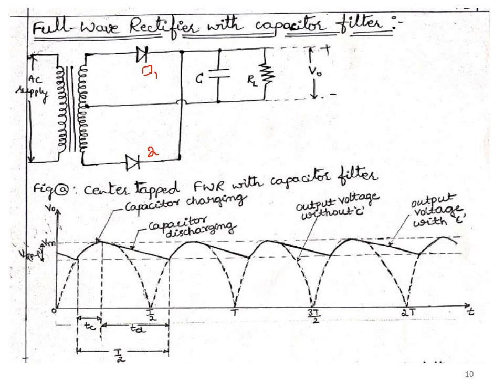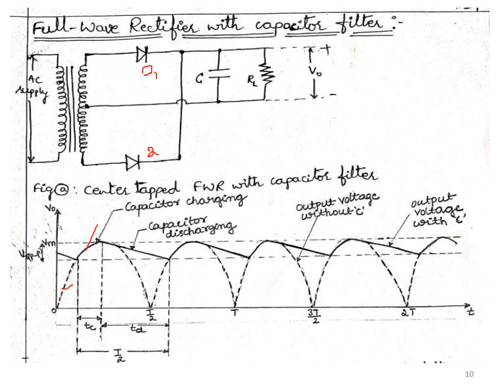The dotted line indicates the output of the rectifier, and this portion is the output voltage with the capacitor C.